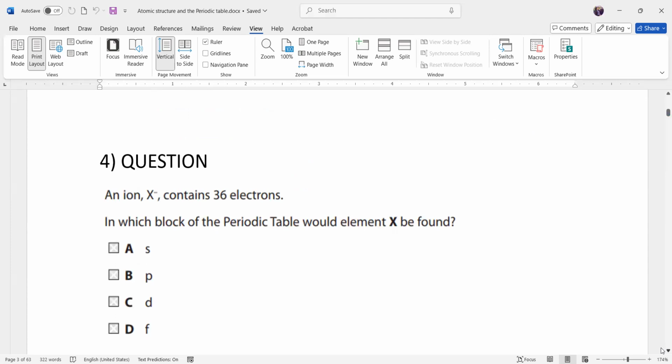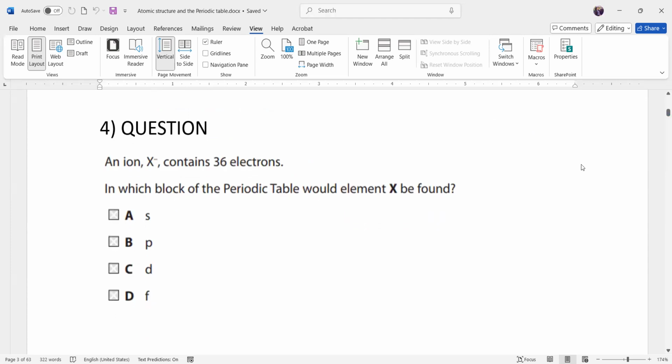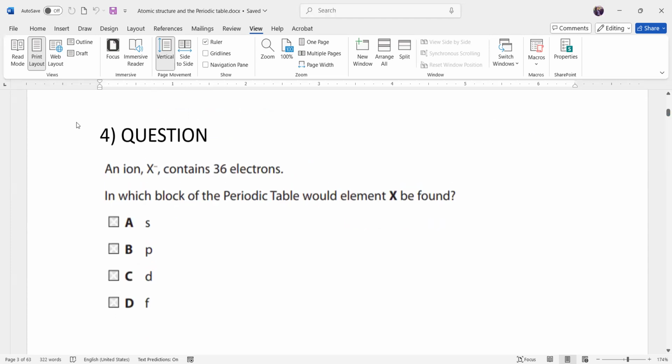Question 4. An ion of element X contains 36 electrons. In which block is it? When you work out a block, it is for the element, not for ions. So first you have to work out how many electrons will be there in an atom of X, and then from the configuration you can identify.